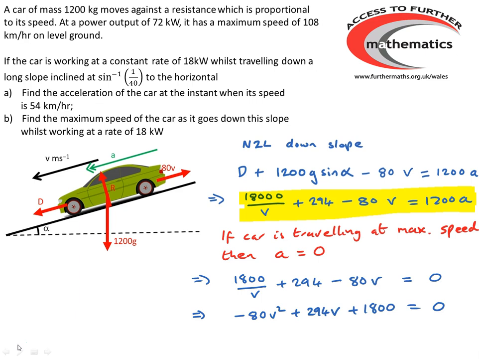Multiply up by v, we've got minus 80v squared plus 294v plus 18,000 must equal 0, which is a quadratic equation. And if we solve that quadratic equation, we will find that the positive solution is v equals 16.95 meters per second. And this is our maximum speed for the car as it goes down the slope. And 16.95 meters per second converts to a speed of 61 kilometers per hour.